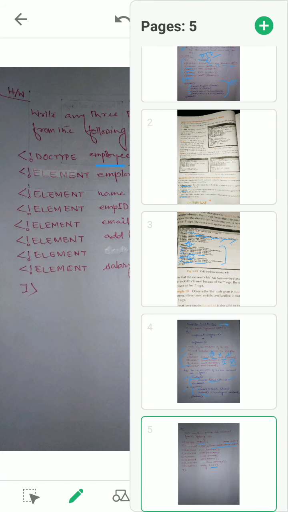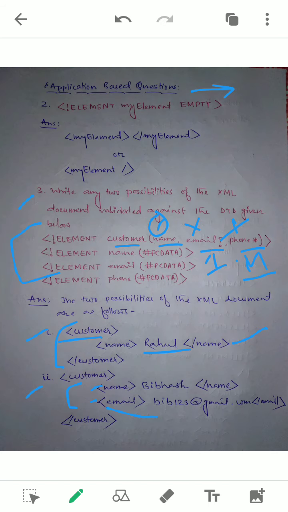What does it mean? Let's come to this question now. We have already discussed what the use of EMPTY is. If any element is defined in the DTD as EMPTY, like in question number 2, here it is defined as EMPTY, that means there is no content for the element. So the XML will be like that: only my element, and you have to write the element name exactly. There is no space, otherwise the rule will be violated. There is no content in between; nothing is there. You can write it in this way or in this way, both are correct.